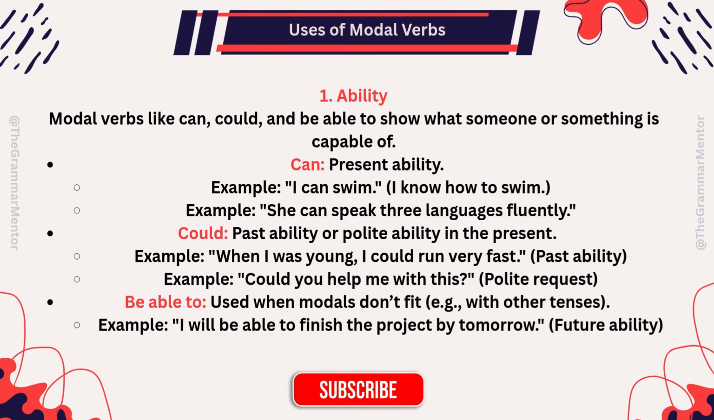Could: past ability or polite ability in the present. Example, when I was young, I could run very fast. Past ability. Example, could you help me with this? Polite request. Be able to: used when modals don't fit, e.g., with other tenses. Example, I will be able to finish the project by tomorrow.